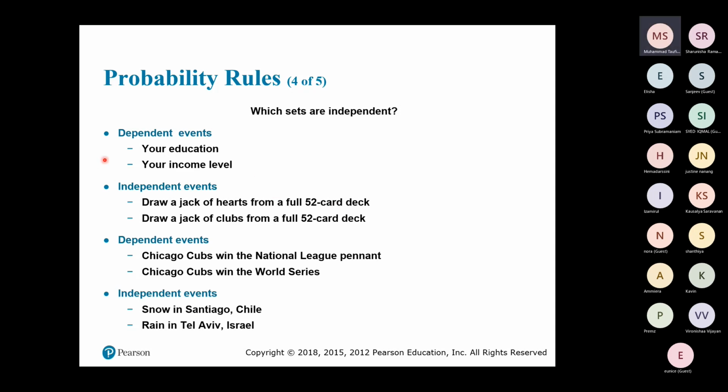So this one is the answer. Dependent, like I said before: your education and income level are dependent. Then an independent event: drawing the jack of heart and the jack of club in one card, because you don't have a jack of heart with a jack of club in one card. And then a dependent event: the Chicago Cubs must win the National League before they can win the World Series. And then snow in Santiago, Chile will not influence rain in Tel Aviv, Israel.